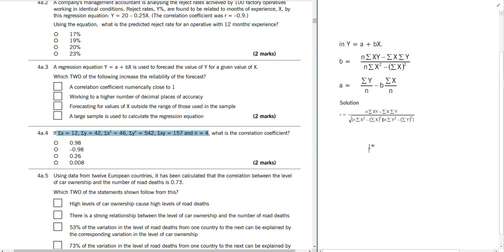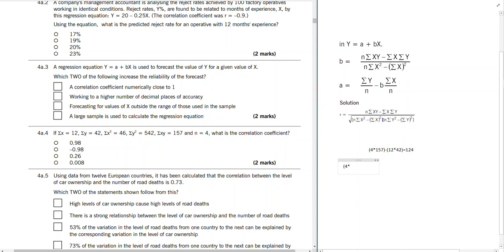So let's see. We have the pair of data, which is 4 multiplied by the sum of x into y, which is 157, minus the sum of x into the sum of y, which is 12 multiplied by 42. It becomes 124. Now let's look at the bottom. So my recommendation is to do this formula in parts, because doing it in one step in the calculator would be very difficult. So now let's look at the bottom part.